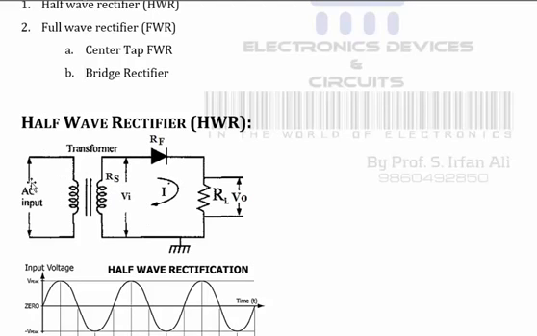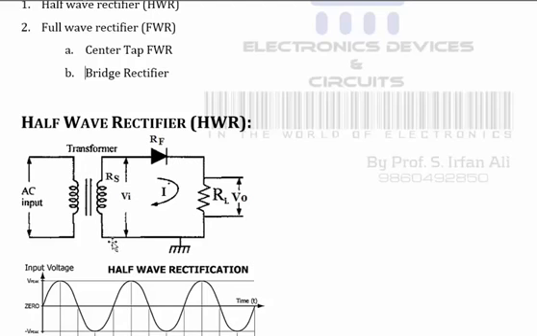In the second half cycle of the input, the lower part of the primary becomes positive and the upper becomes negative. In this case, the lower part of the secondary becomes positive and the upper becomes negative. The current will try to flow from positive to negative, but it is trying to enter the diode from the cathode side, and that will not be possible because a diode never allows current to enter through the cathode side.